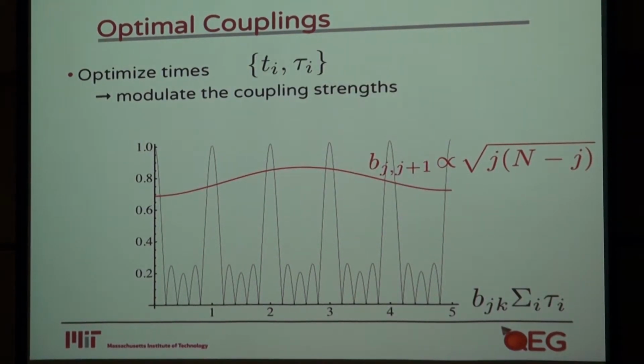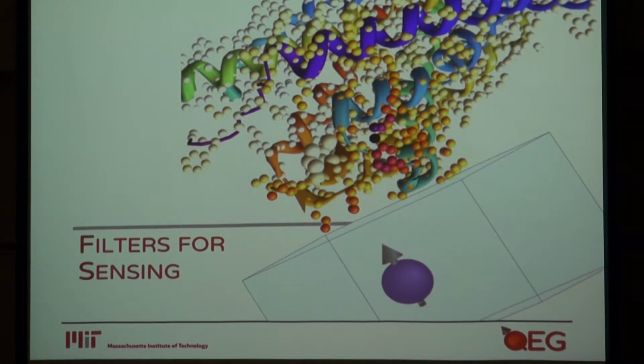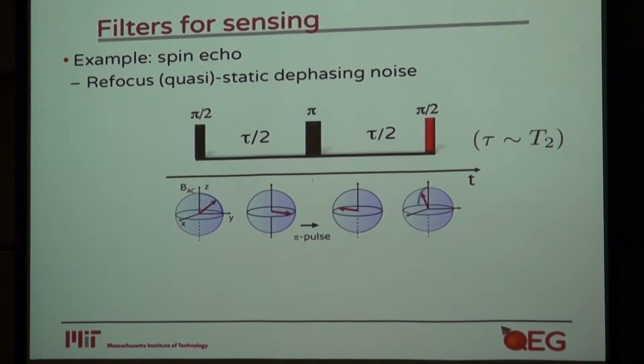Okay, so we have this first, I think, nice application of this Hamiltonian engineering, which was in this simulation. And then what I would like to talk about for the remainder of my talk is how we can use similar ideas of Hamiltonian engineering, and in particular creating these filters, in order to do quantum sensing. And I can really go back to the same picture which I had at the beginning for Hamiltonian engineering, which is this spin echo sequence. And again, this spin echo sequence was originally introduced in order to be able to refocus quasi-static dephasing noise.